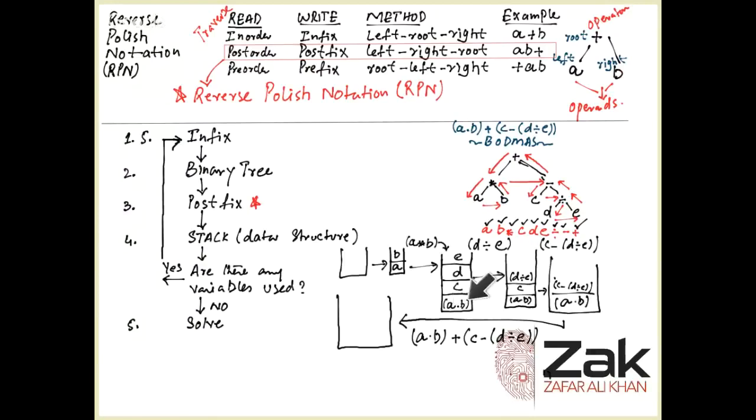All right. So A times B, then C comes, pushed. Then D comes, pushed. E comes, pushed. And then comes division. We take out E, put it on the right side of division, then D on the left side of division, put it in brackets and push it back. And then comes minus, which becomes C minus D divided by E, pushed back, and then comes plus. This whole equation is then created. It started with an empty stack and ended at an empty stack.